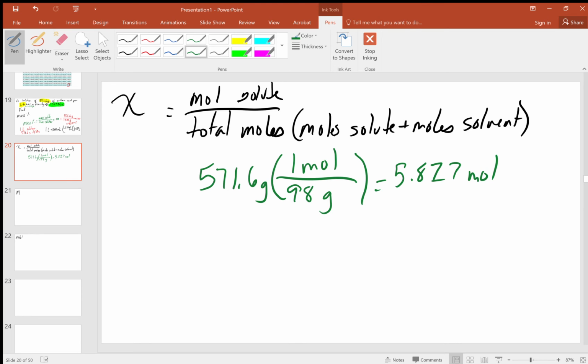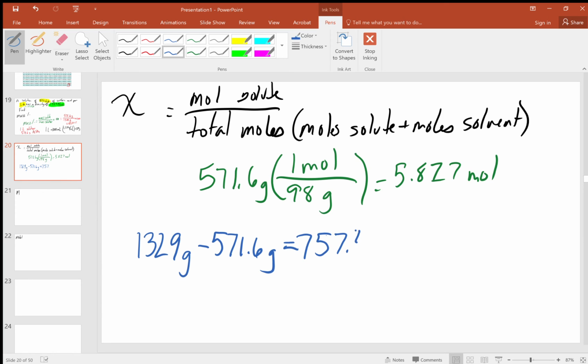Now, how many moles of water do we have? Well, recall on the last page, we said that 1 liter of solution weighed 1,329 grams. Of that, 571.6 grams was sulfuric acid. So given that the only other thing present is the solvent, which is water, then the remaining amount, which is 757.4 grams, has to be water. And so we can use that with its molar mass to find that we have 42 moles of water.